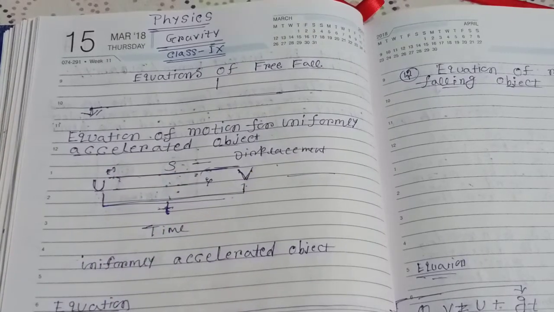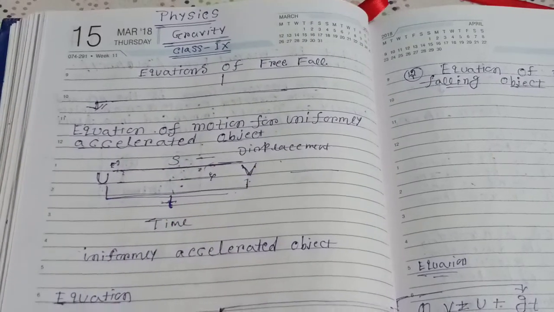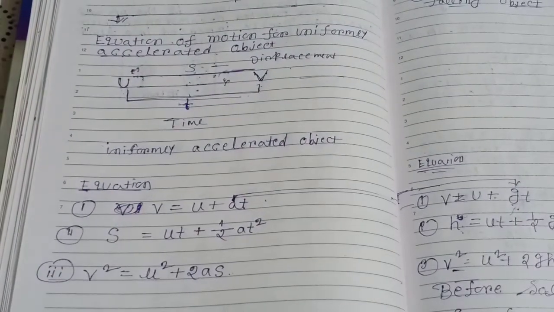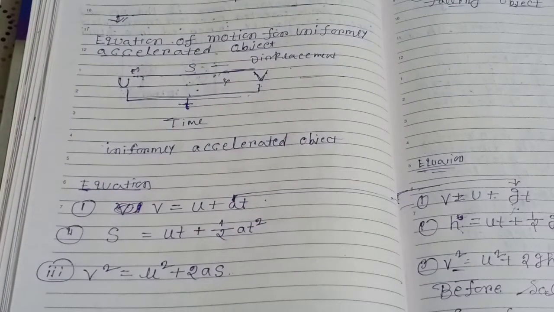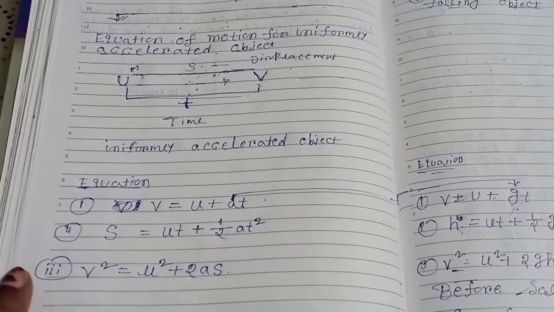So there are three equations. The first equation is v equal to u plus at. The second equation is s equal to ut plus half at square, and the third equation is v square equal to u square plus 2as.